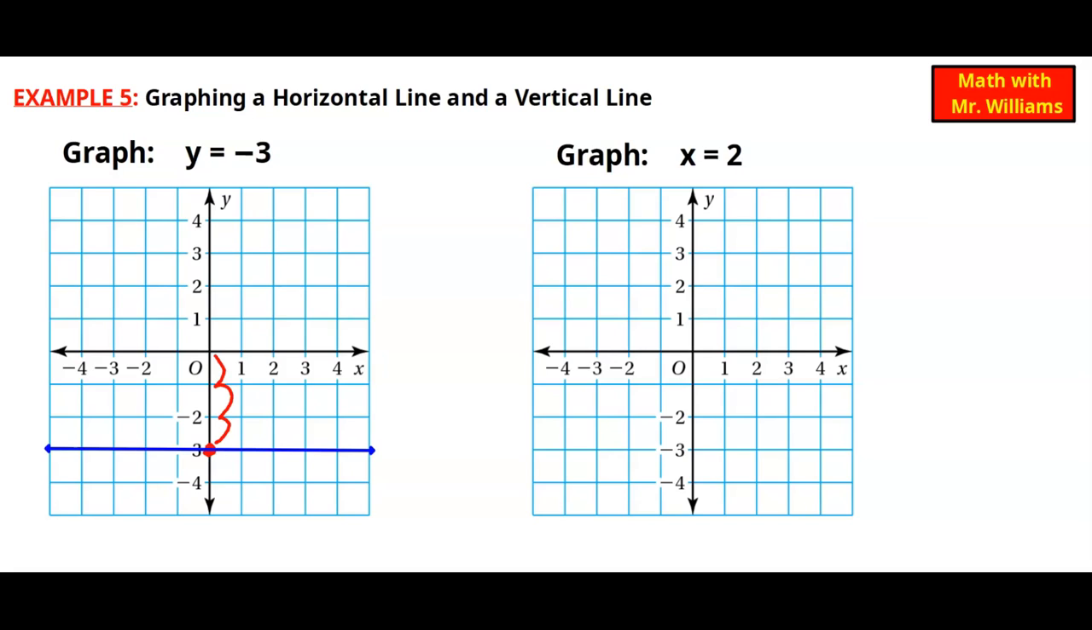Let's start the second one. We have x equals a positive 2. We start at the origin and march our way in the positive 2 direction: 1, 2. Now we show that by putting a vertical line through the 2. That means for any y value, the x will always be 2.